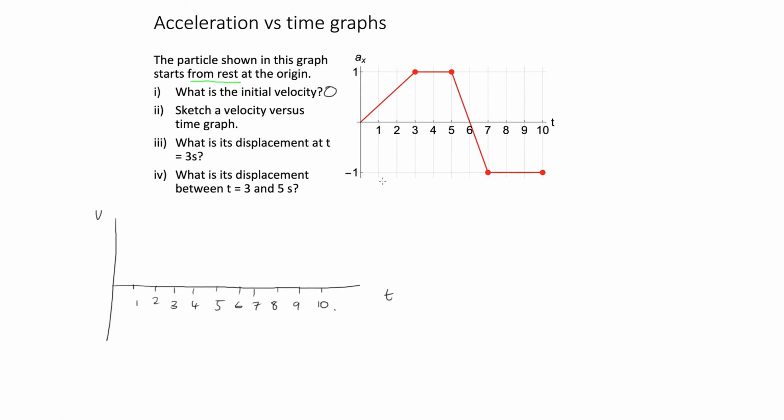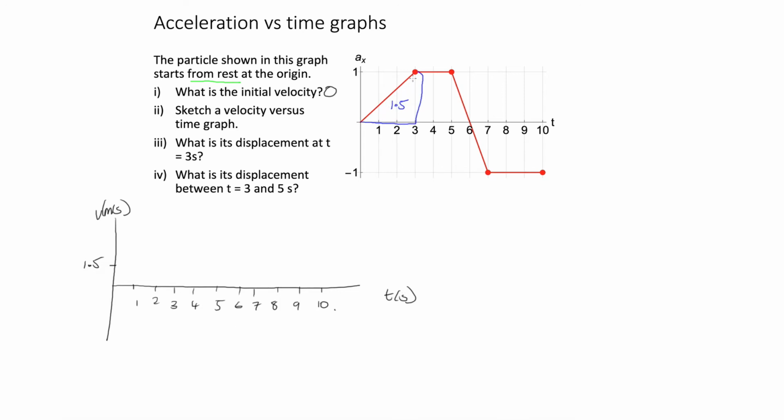Okay, so now we've drawn our axes. Let's sketch this. Between 1 and 3 seconds, the velocity is the area under an acceleration versus time graph. Now, this is a triangle, so the area is half the base times the height. So this is 1.5. And so that tells us that at the end of 3 seconds, the velocity is 1.5 meters per second.